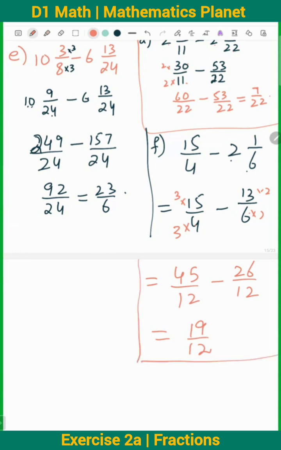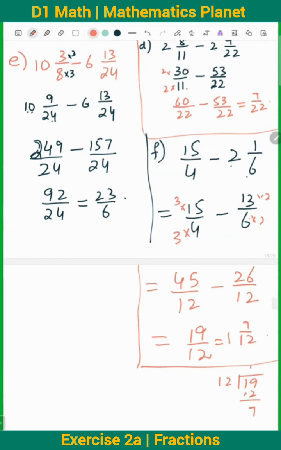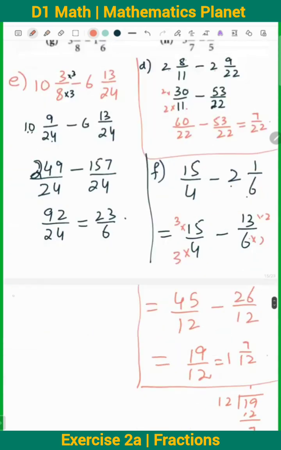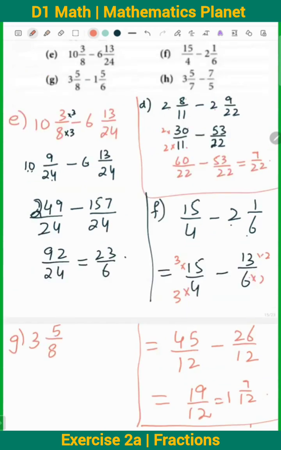Yes. Also, you can convert it. 19 by 12, 1 twelve is 12, 13, 14, 15, 16, 17, 18, 19, 7. So you got 1 whole 7 by 12. Okay, we're done with F part. Now G part. Yes, G part is 3 whole 5 by 8 minus 1 whole 5 by 6.